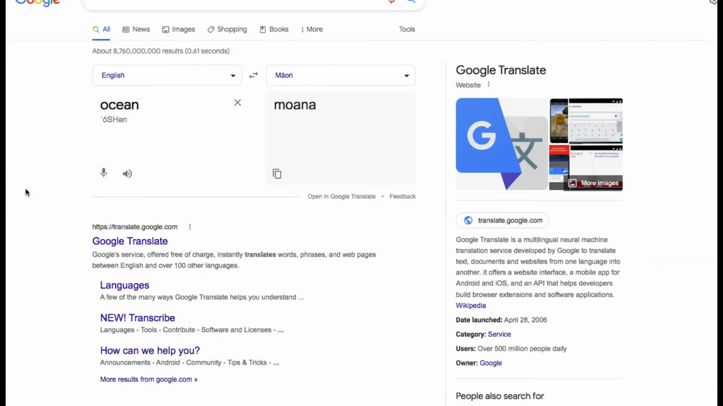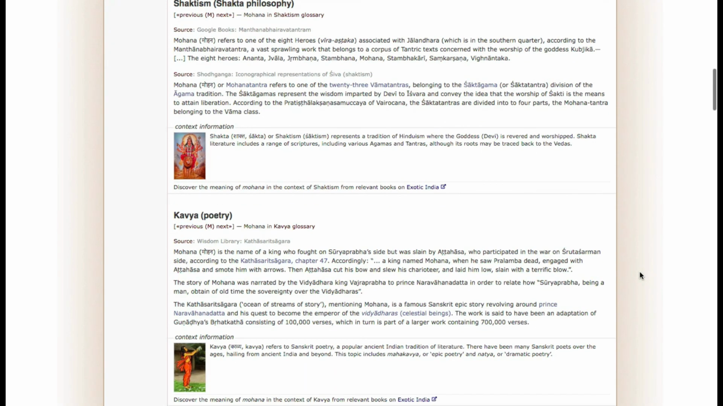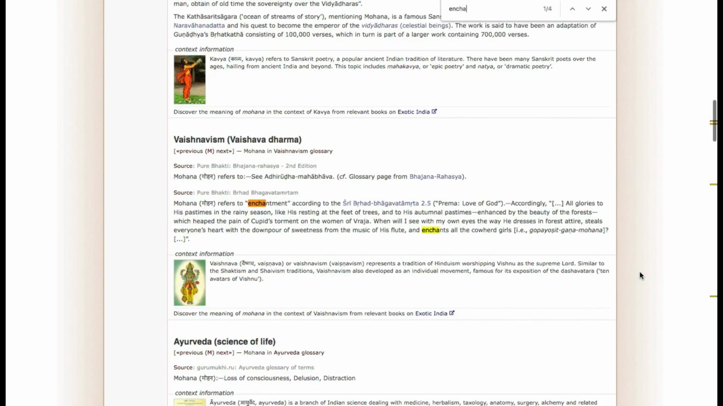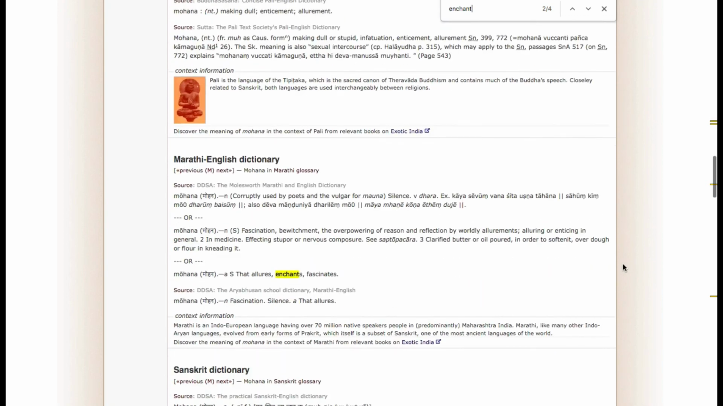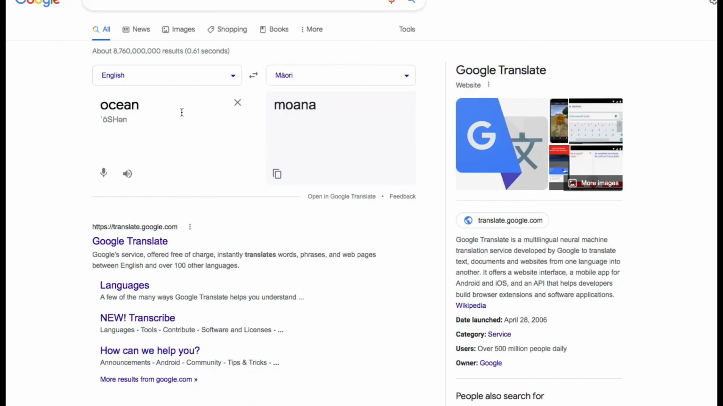And this is a language that's also out from the middle of nowhere, okay? But it also means enchanting. Enchantment. Like spellbound, literally. So stupefying, bewildering, deluding, infatuating. And you don't think the people at Disney, 33rd degree master magicians, don't know this? They absolutely do. And that's why they named the movie the way they did.